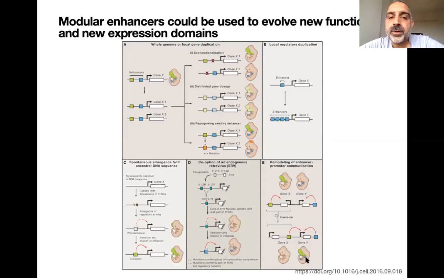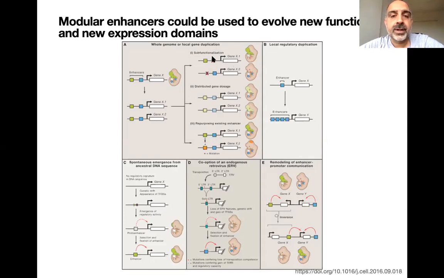Yeah. So maybe it's worth thinking about subfunctionalization in the context of neofunctionalization, this repurposing of existing enhancers. If you now have two genes, you're right, they're serving the same purpose. But it could be that the coding sequence of gene X is optimized for whatever the function in the limb is. Number two, this is probably more attractive, and probably closer to what's actually happening.